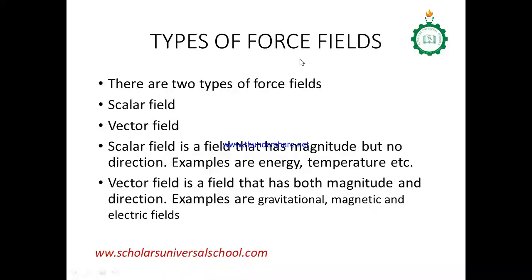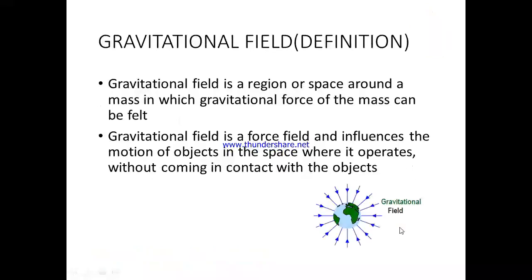These force fields also have two types, which are the scalar and vector. From our previous knowledge in our previous class, scalar fields are those that have magnitude but no direction. So we have examples such as energy, temperature, and so on. Vector fields have both magnitude and direction, and we have examples such as gravitational fields, magnetic and electric fields.